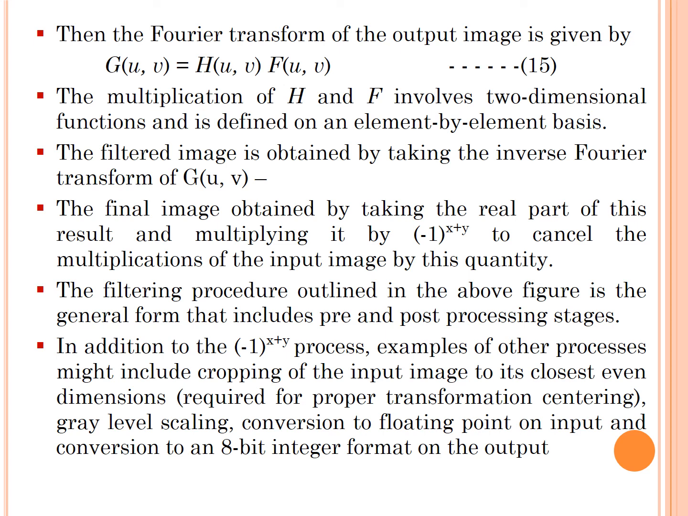The filtering procedure outlined in the above figure is the general form that includes pre and post processing stages. In addition to the (-1)^(x+y) process, examples of other processes might include cropping of the input image to its closest even dimensions, which is required for proper transformation centering, gray level scaling, conversion to floating point on input, and conversion to an 8-bit integer format on the output.